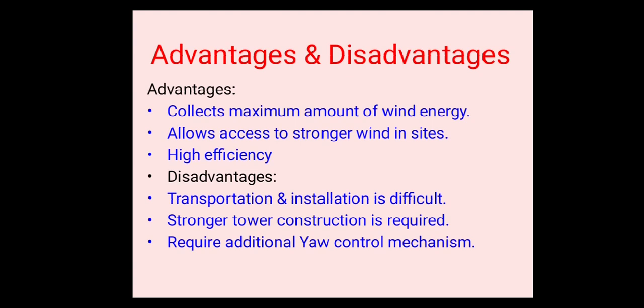Now see the disadvantages of this horizontal axis machine. First disadvantage is transportation and installation is difficult. Stronger tower construction is required to support the heavy blades, gearbox and generator. Also, they require an additional yaw control mechanism to turn the blades towards the wind. So, these are some of the disadvantages of the horizontal axis machine. Now move to the next slide.